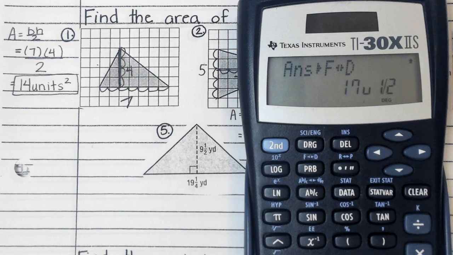And what did it tell me? 17 and a half. Most of us already knew that. But if the decimal was a little bit more complicated, like let's say I told you 12.68.